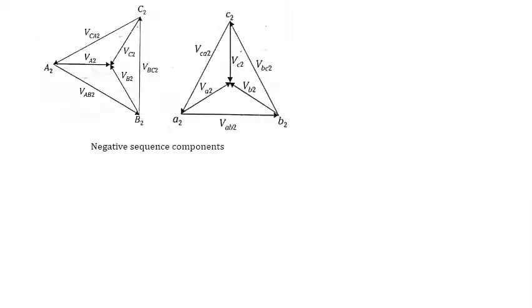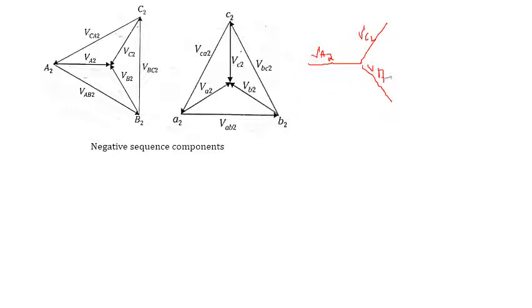Similarly for the negative sequence component, let us draw this. How do we need to draw it? This is VA2. Next we should write VB2 and VC2, but because this is the negative sequence component, we should write this as VC2, then this is VB2.